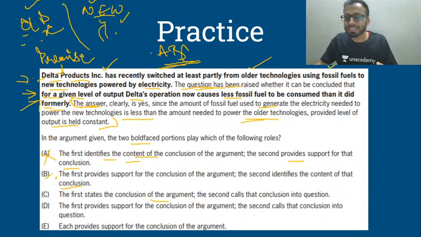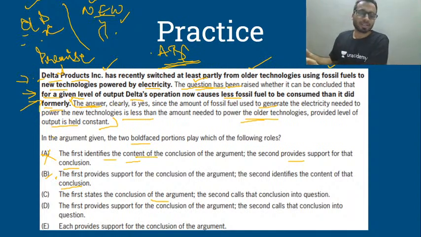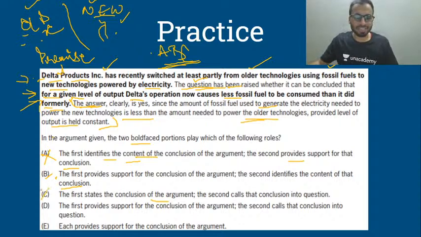What is this saying? This is saying that we need an answer to this question so that we can reach our conclusion. So we are not questioning the conclusion, we are questioning a statement through which we can reach our conclusion. So there is a difference between the two, right? That is why I'll eliminate option C.